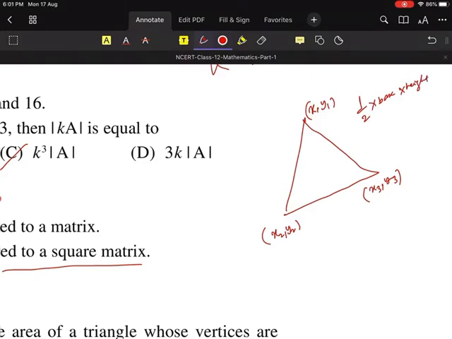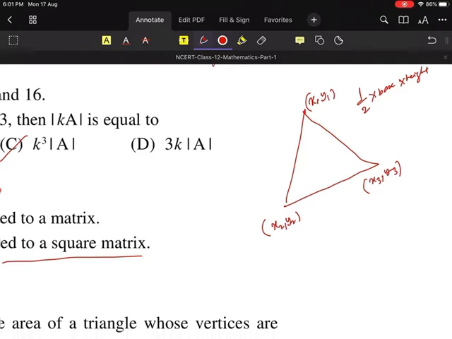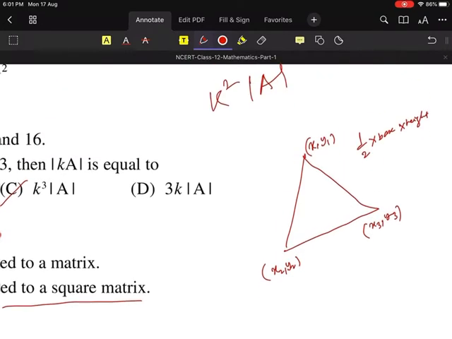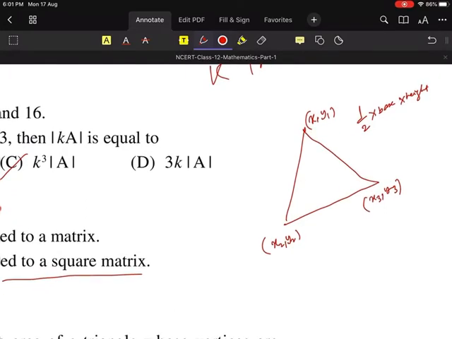This formula you know. But there was another formula which you have learned in class 10, which you forgot for sure. Do you remember the area of a triangle using three coordinates? Do you remember the formula? Huh? No.